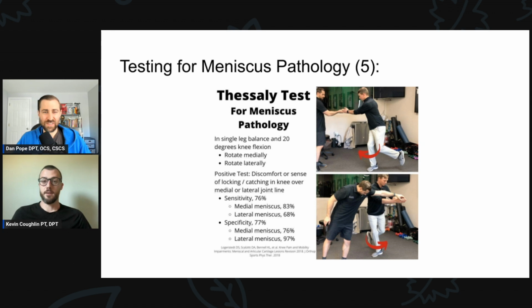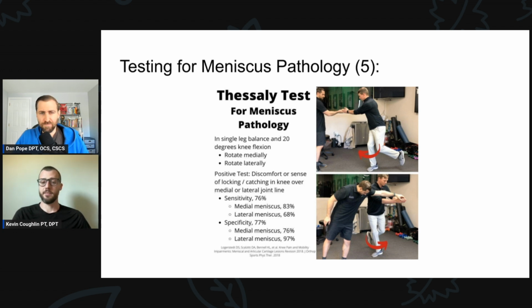But the patient will stand on one leg with about 20 degrees of knee flexion, and then they'll rotate medially and rotate laterally. So I guess we're thinking here, if the mechanism, like I had described with my knee when I was running, I had a slightly bent knee, pivoted off my right knee, turned the other way, and had a meniscus tear. So that mechanism is exactly like this test. I'm sure at the time of the injury, that would have bothered my knee to do. A positive test, like our other ones, is a sense of discomfort, a locking or catching over the knee that's reproducing their familiar pain.